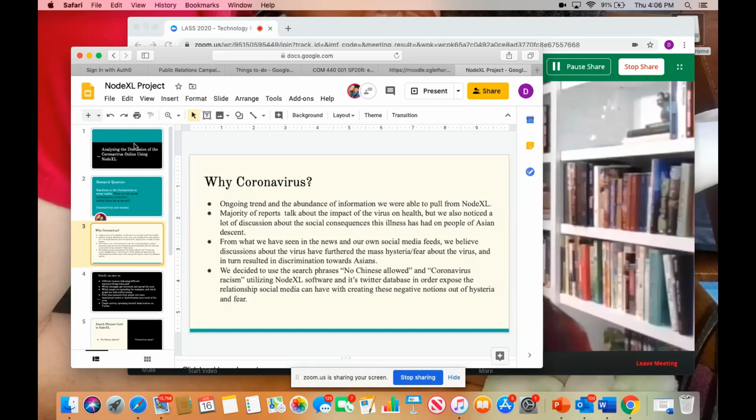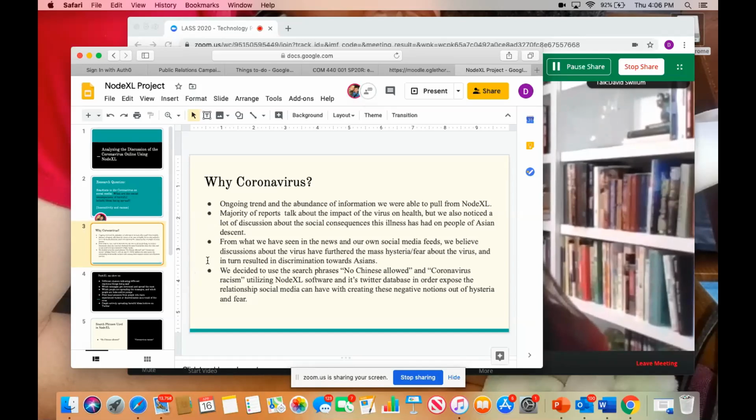Why we chose the coronavirus was because it was an ongoing trend even before it came to the United States, and the majority of the reports talk about the impact of the virus on health. But we also noticed, looking at our social media feeds, that there was a lot of mass hysteria and fear about the virus, and in turn that resulted in a lot of discrimination towards Asians, and people making harmful comments about China, just because that's where the virus originated from.